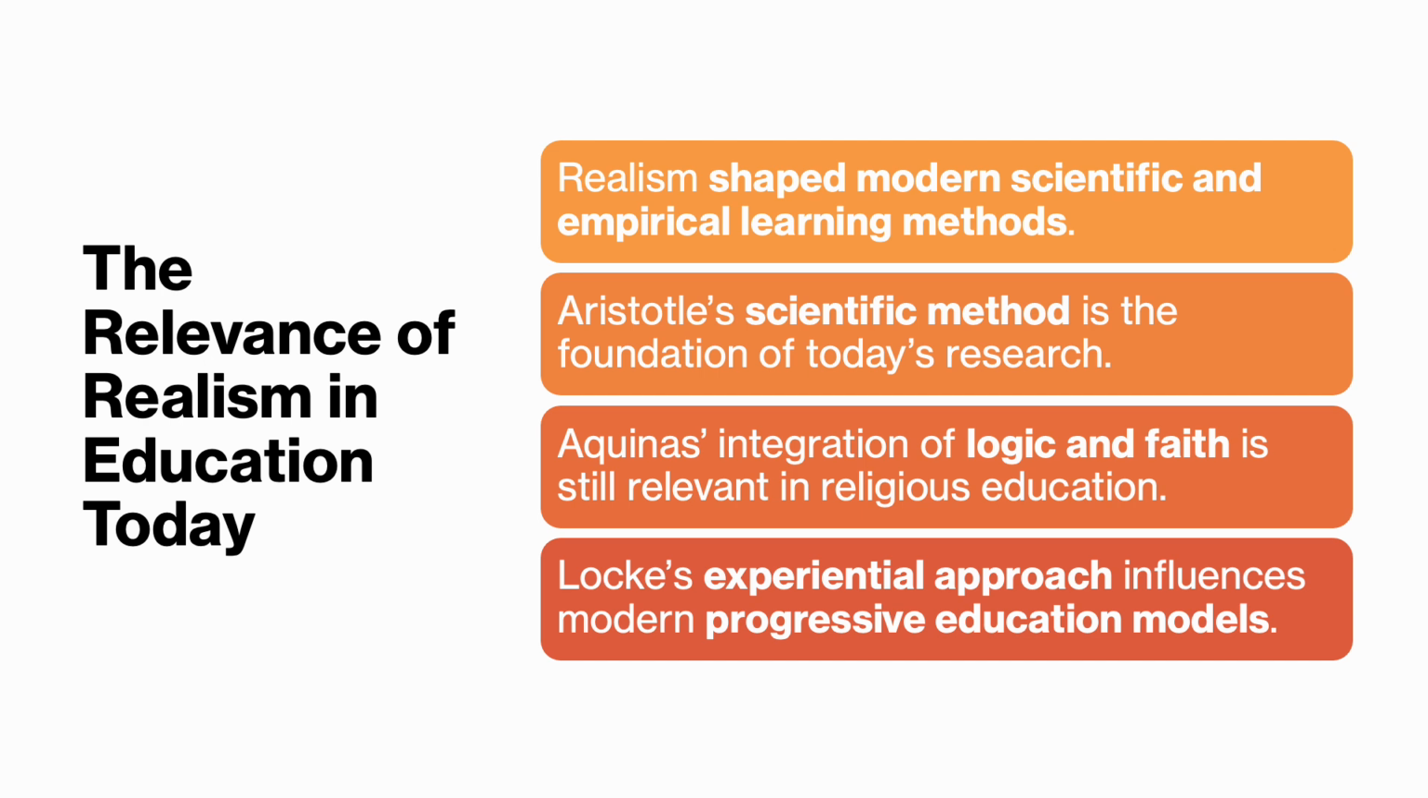So, to close the realist school, what is now the relevance of realism in education? Number one, realism shapes modern scientific and empirical learning methods. Second, Aristotle's scientific method is the foundation of today's research. Third, Aquinas' integration of logic and faith is still relevant in religious education. And Locke's experiential approach influences modern progressive educational models.